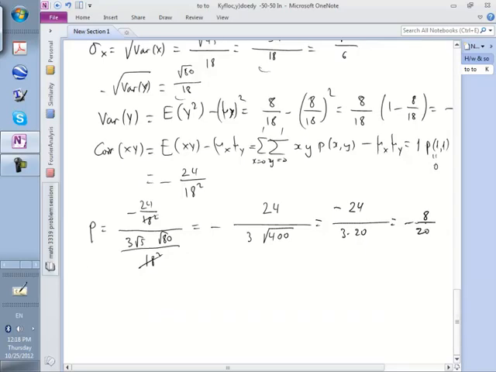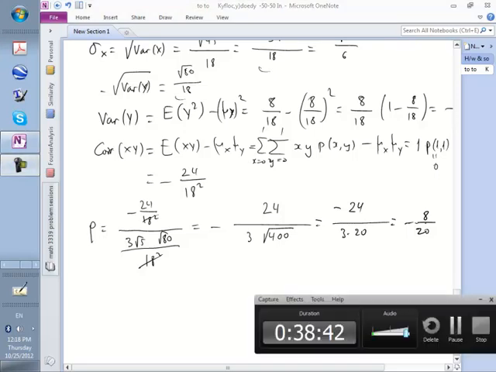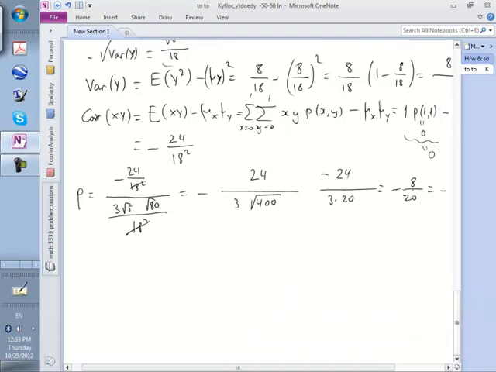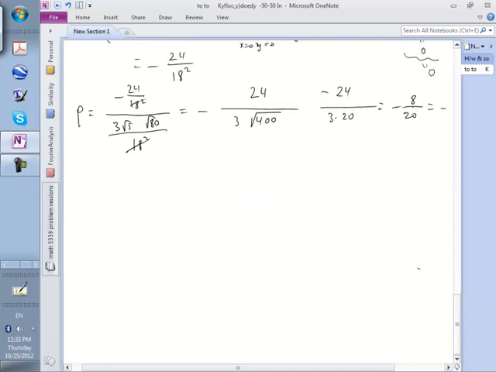Was that problem difficult? Or are there any questions so far? Some people look at me very, very skeptically. So properties of mathematical expectation for two random variables, we show that the expected value of X times Y will be the covariance of X comma Y plus the product of the means.